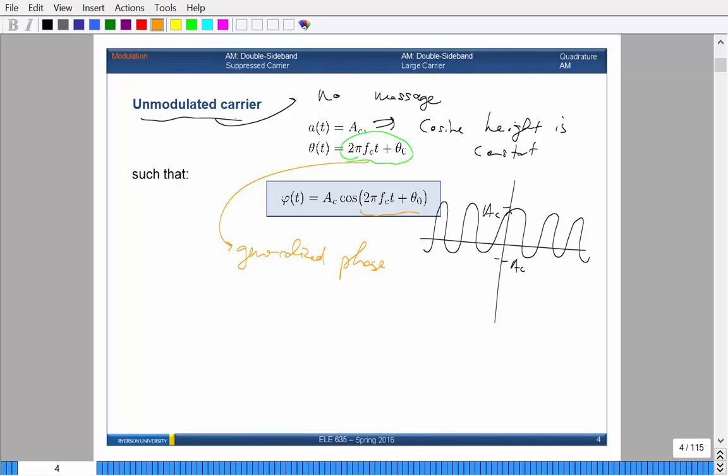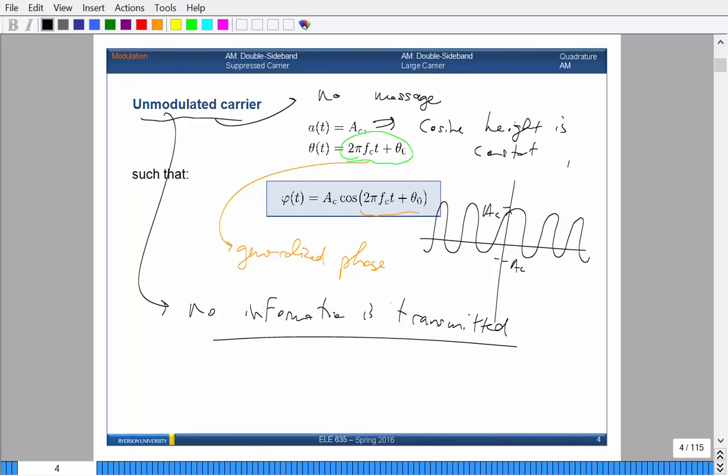So what an unmodulated carrier means is that it's just a cosine straight up. There's nothing you're trying to transmit over the channel. So that's what an unmodulated carrier means: no message, so no information is transmitted. It's the simplest case, and that's not really useful. We want to be able to transmit stuff, right? So that's probably the more useful case.